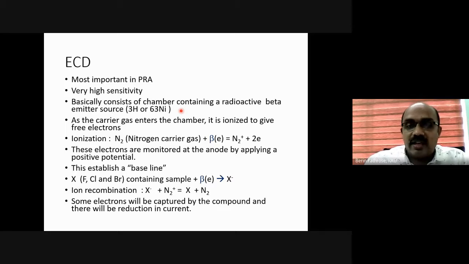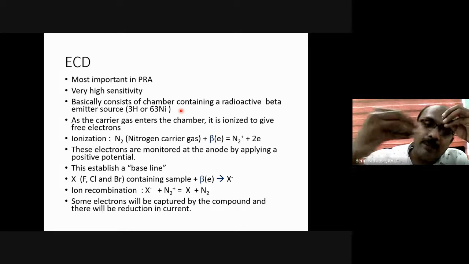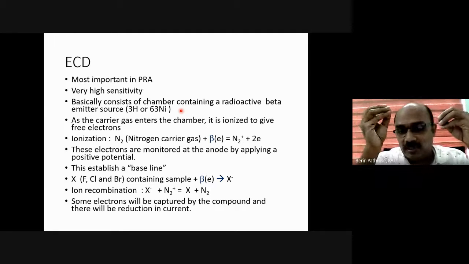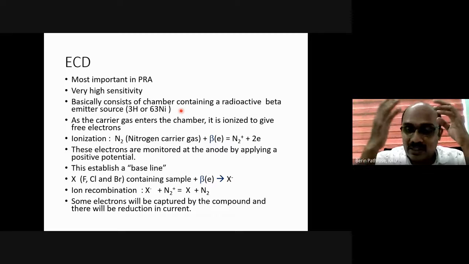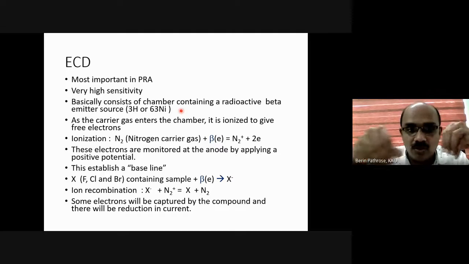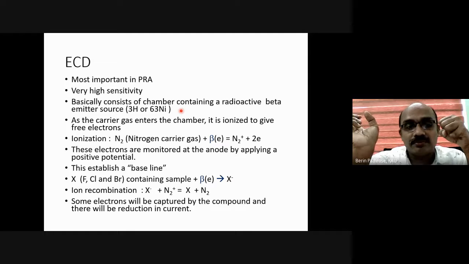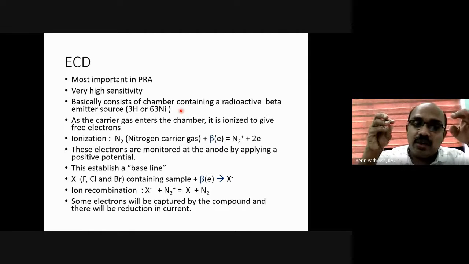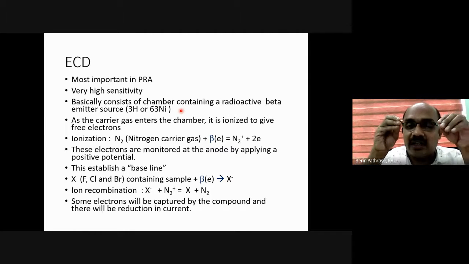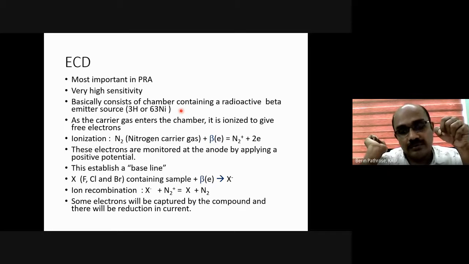Usually isotopes of hydrogen and nickel are used. That means if there is a radioactive source, it will continuously emit electrons. Radioactive compounds will decay. You might have studied that, depending upon their half-life, it goes on decaying, and during that decay process, it releases electrons. So the chamber containing that radioactive source will have a constant flow of electrons.